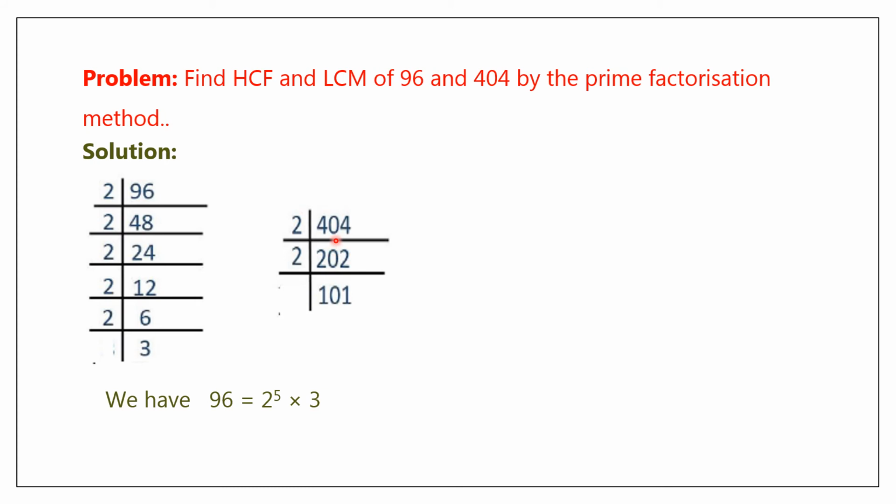The next number is 404. You can write 2 times 202 is 404, 2 times 101 is 202. 101 is a prime number, so you can stop the process here. Therefore 404 you can write as 2 squared, since two 2's are there, into 101 to the power 1. Therefore we calculated the prime factorizations of both the numbers. Now let us see how to find HCF and LCM by using these prime factorizations.